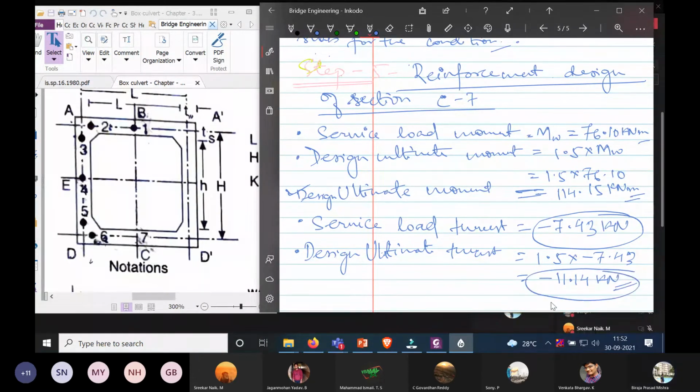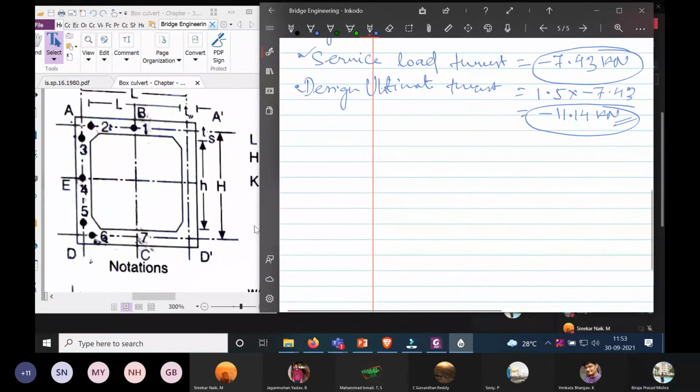Okay, now we have calculated the service load, we have also calculated the design ultimate thrust. Now we need to find out certain ratios. What is that ratio? That ratio is the ratio of this one.